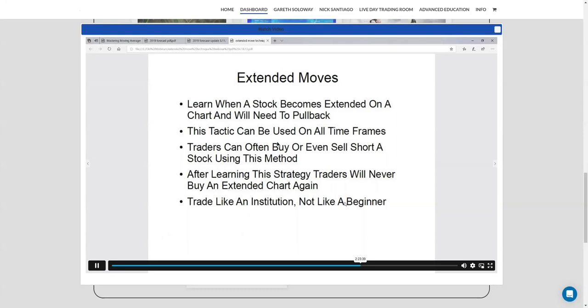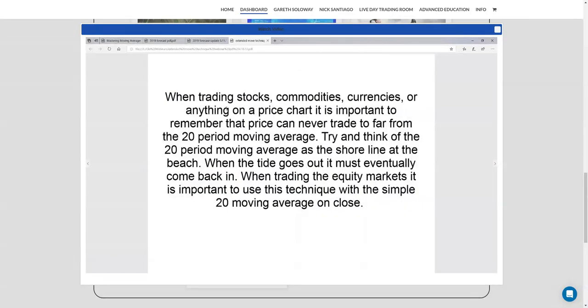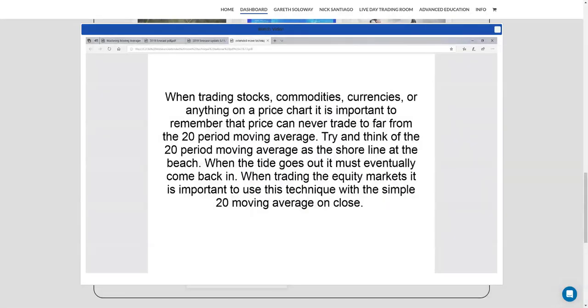You always want to trade like an institution, not like a beginner. All right, so let me explain this more. When trading stocks, commodities, or anything on a price chart, it's important to remember that price can never trade too far from the 20-period moving average. Try and think of the 20-period moving average as the shoreline at the beach. When the tide goes out, it must eventually come back in. When trading the equity market, it's important to use this technique with the simple 20-period moving average on close.